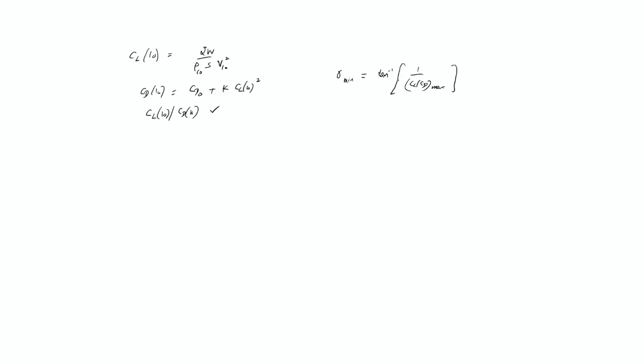Okay, then once we have gamma minimum, we can easily find the maximum horizontal distance the aircraft can travel, because the altitude is given already. So h into L by D maximum, and you can easily find the maximum range. Now let us look at it in MATLAB.